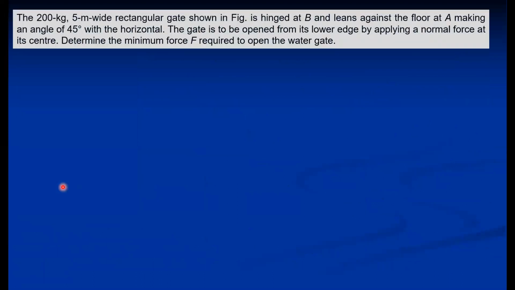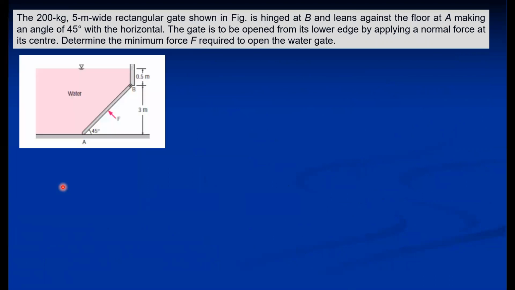The second example is a 200 kg, 5 meter wide rectangular gate as shown in the figure. So this is a rectangular gate. Generally, in most of the dams, such kinds of gates are provided to release the water from the dam, especially in flood conditions.